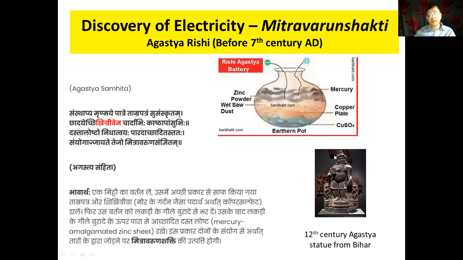And this is a statue of Agastya, dated 12th century, from Bihar. Actually, he is very popular in Southeast Asian countries. In Cambodia, for example, other statues of Agastya are found. And it is very interesting to know that they had the knowledge of how to generate electricity.